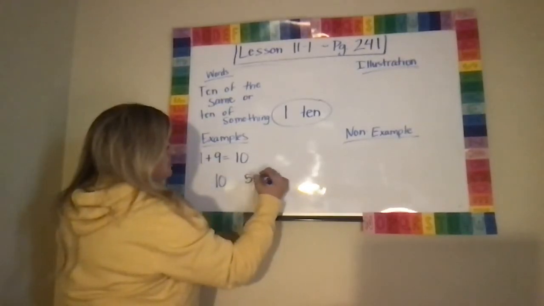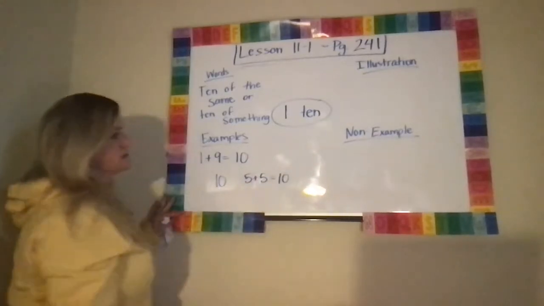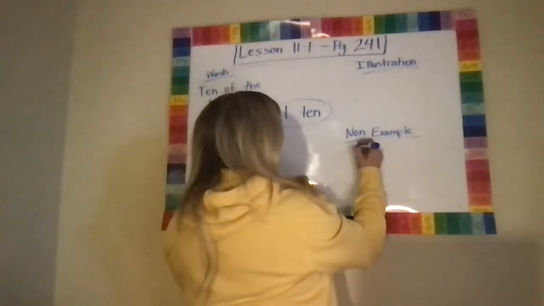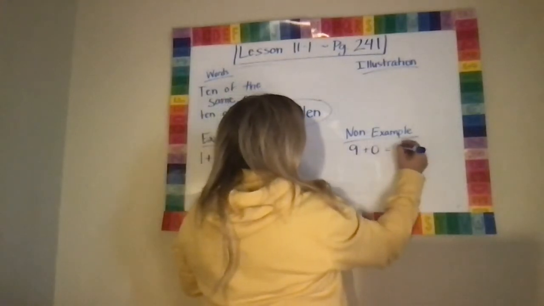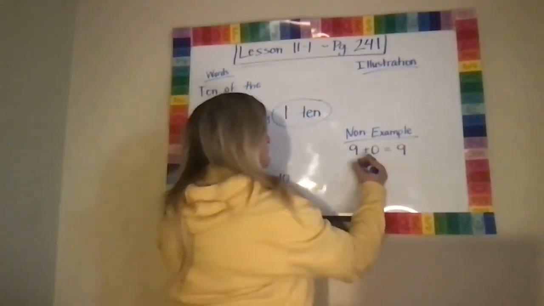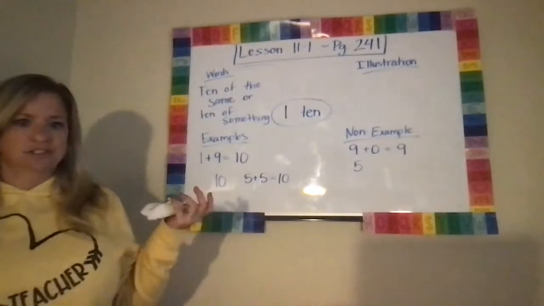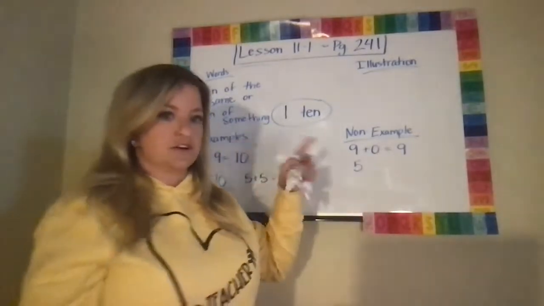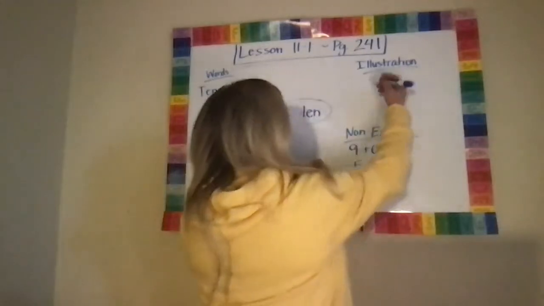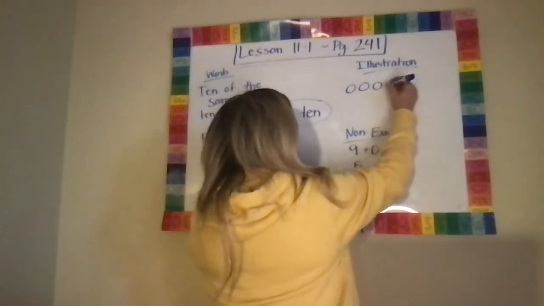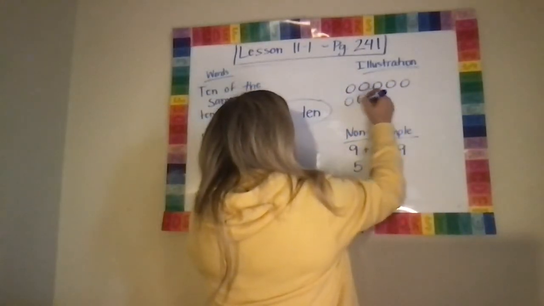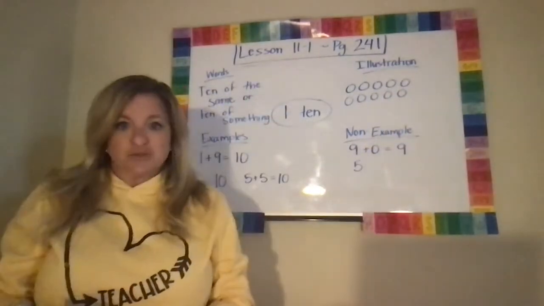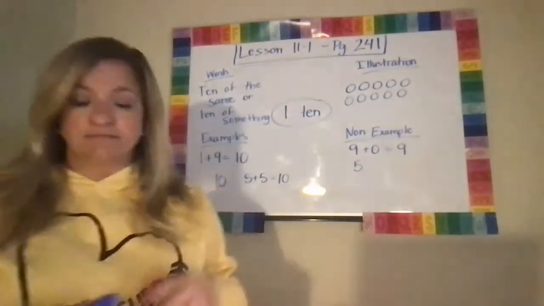Another is 5 plus 5 since we're using our hands. A non-example would be 9 plus 0 equals 9. 5, that's not 10, right? So these are things that are not true, like nonfiction. These are things that are not examples. Illustration, 1, 2, 3, 4, 5, 6, 7, 8, 9, 10. So you're just drawing 10 of something. I drew circles. You draw whatever you like.